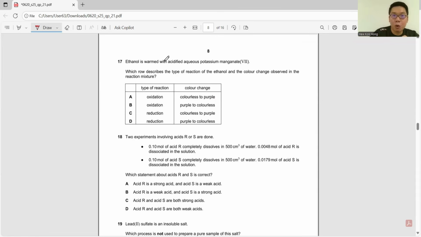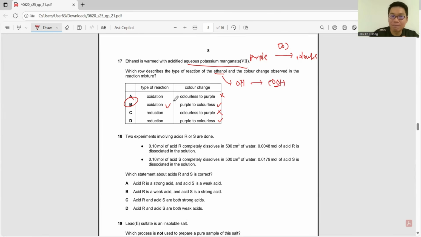17. Ethanol is warmed with acidified KMnO4. Which row describes the type of reaction of ethanol and the color change observed? Potassium manganate is initially purple, so after oxidizing, it will become colorless. Purple to colorless, and this is oxidation. Why do we say this is oxidation? Because ethanol will form carboxylic acid, so from CH2OH to become COOH. So it's oxidized, as the number of oxygen increases.